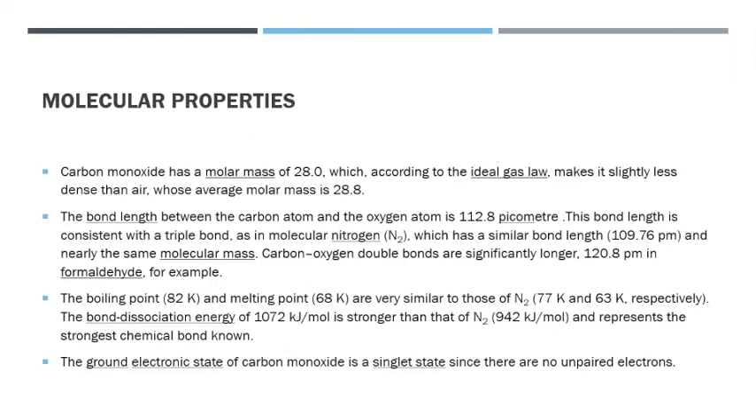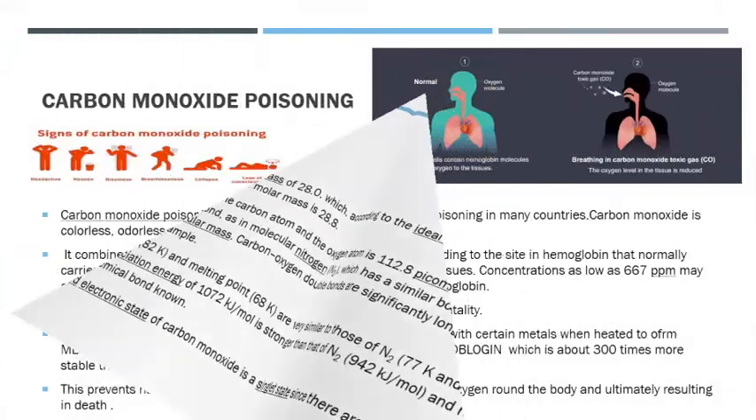Now, coming to the molecular properties of carbon monoxide: according to the ideal gas law, carbon monoxide has a molar mass of 28, which makes it slightly less dense than air, whose average molar mass is 28.8. The bond length between the carbon atom and the oxygen atom is 112.8 picometer. This bond length is consistent with a triple bond, as in molecular nitrogen, which has a similar bond length and nearly the same molecular mass. The boiling point and melting point are very similar to those of nitrogen and represent the strongest chemical bond known.